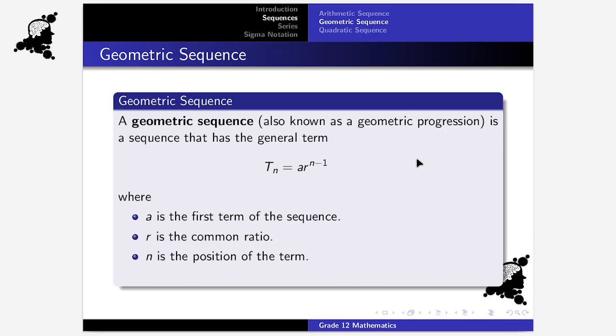Remember what we said about the position of the term earlier on? The position cannot be negative. The position cannot be a fraction. The position cannot be 0. All right. Tn is the nth term.